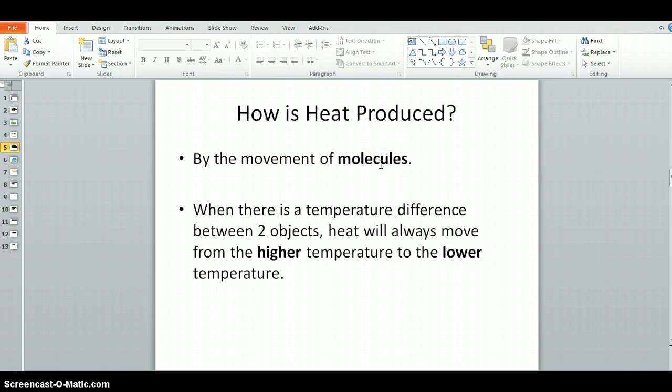So when there is a temperature difference between two objects, the heat is always going to move from a high temperature to a lower temperature. So you may remember from biology that the concentration gradient is the movement of particles from a high to a low concentration. Well, heat moves in the same way. So in a warmer place, it's going to then move to a colder place.